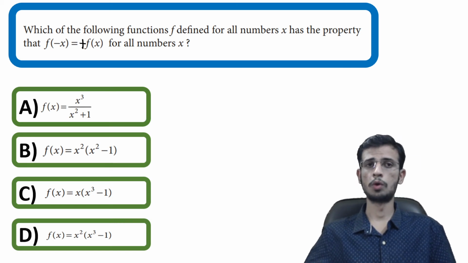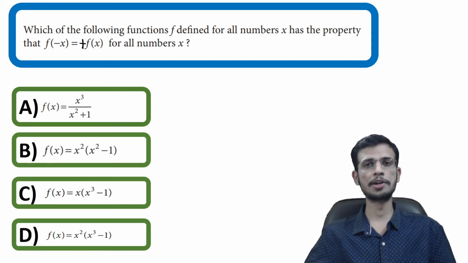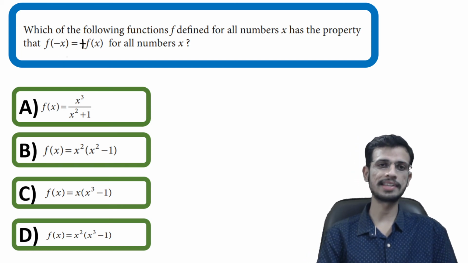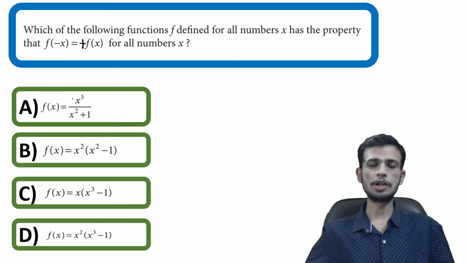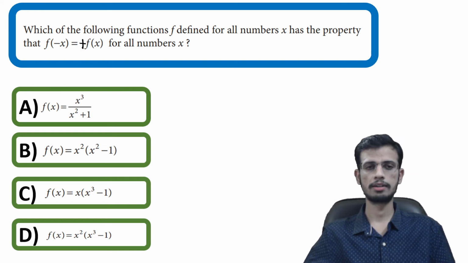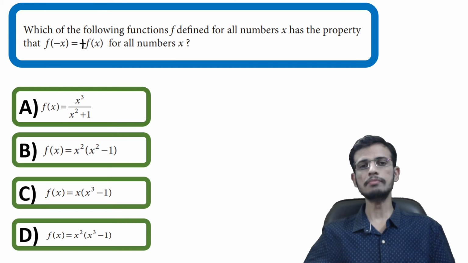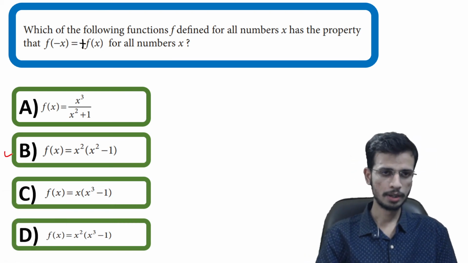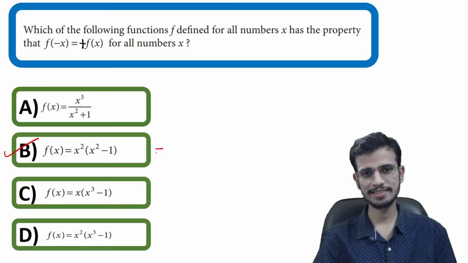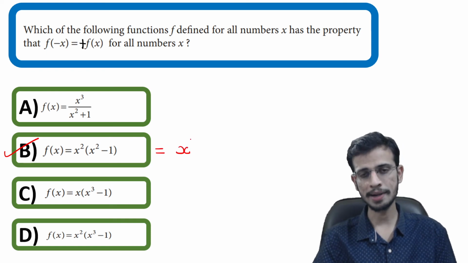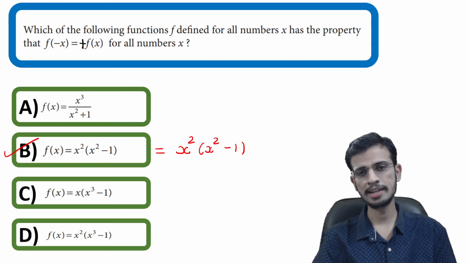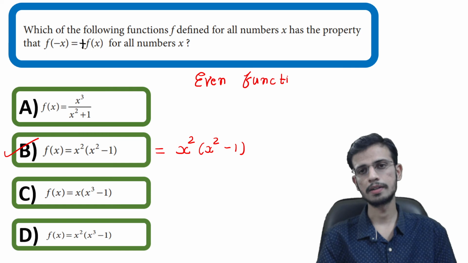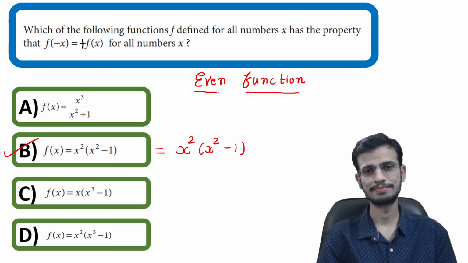So which of the following functions defined for all numbers x has the property that f of minus x is equal to f of x? You can go through the options, and for this question, option B will be the correct answer, because if you replace x with minus x, there won't be any change, right? If you replace x with minus x, then the function will remain the same, and we'll call it an even function.